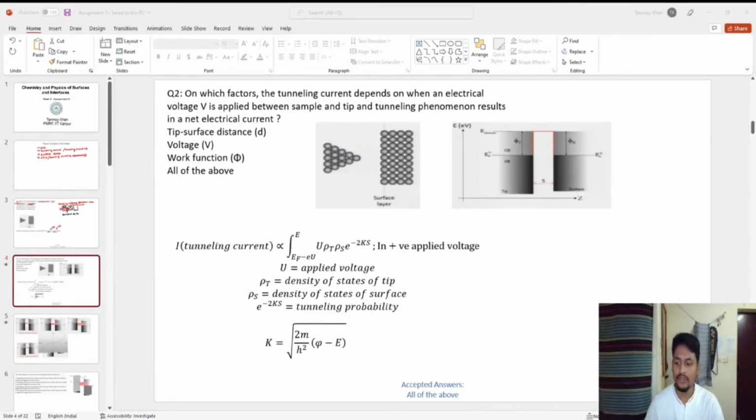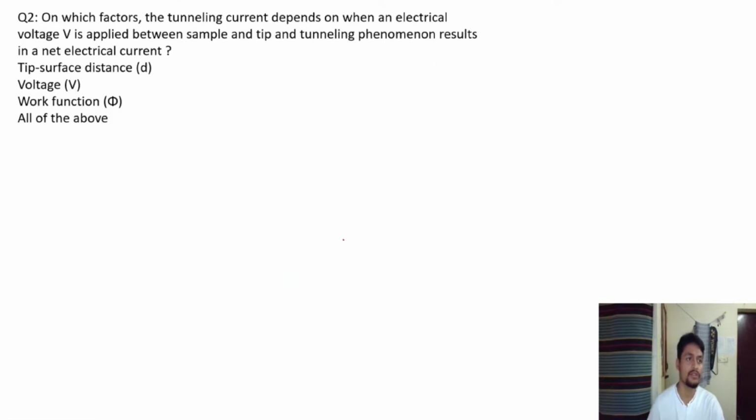So coming back to the second question, right? What is the second question? On which factors does the tunneling current depend when an electrical voltage V is applied between sample and tip, and the tunneling phenomenon results in a net electrical current?